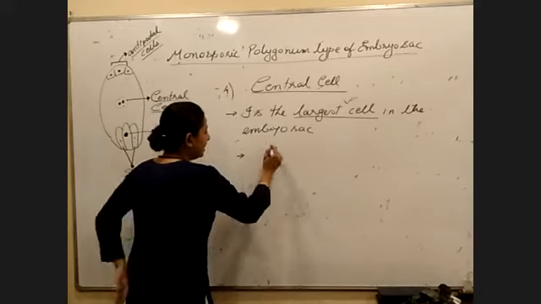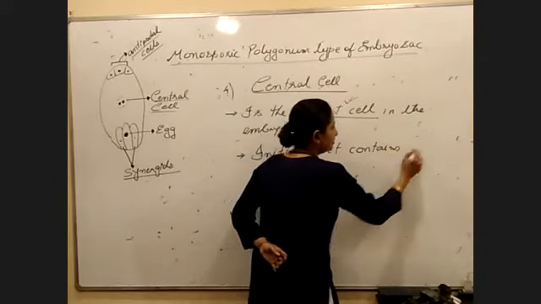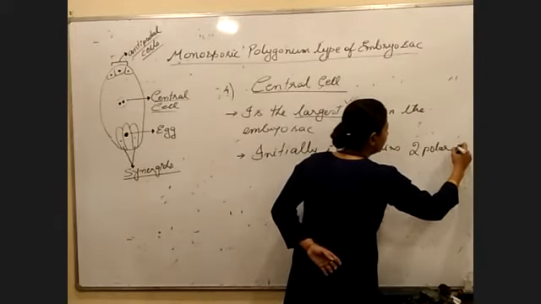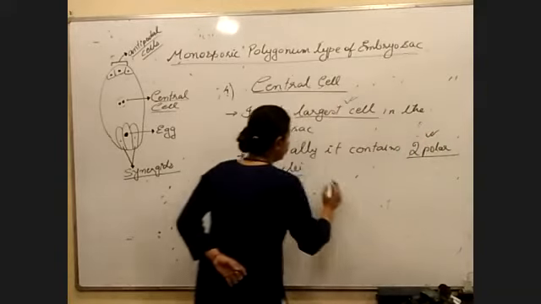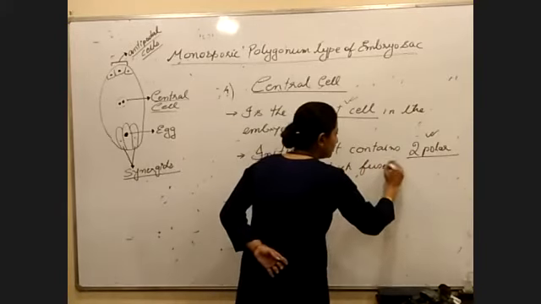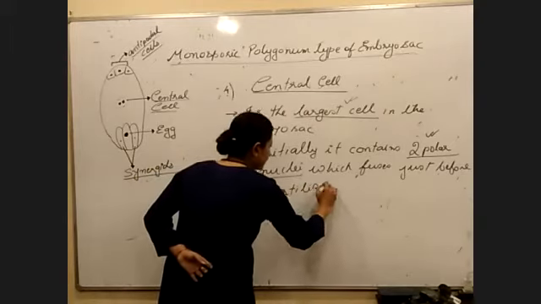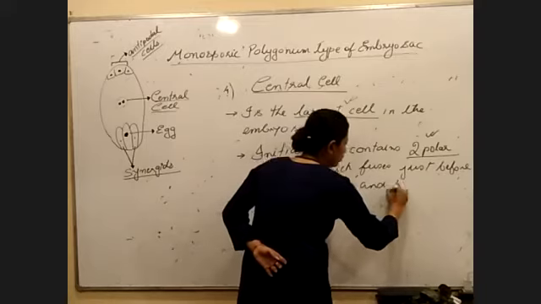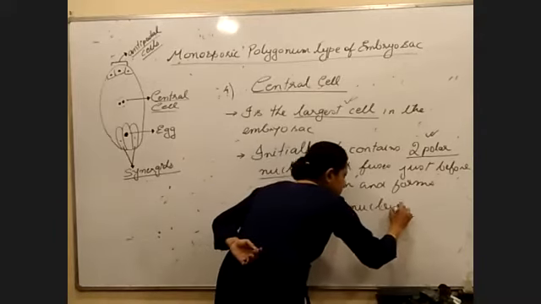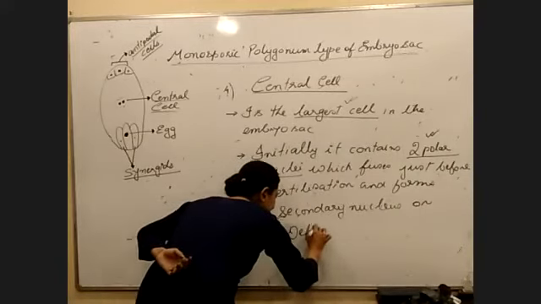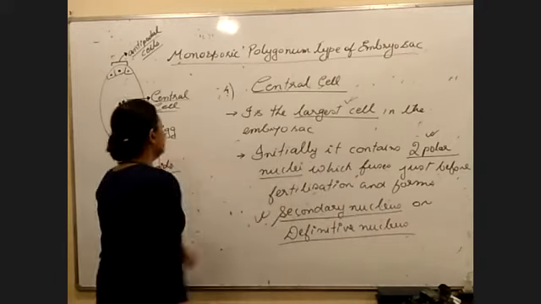Right. Next. Initially, it contains two polar nuclei which fuse just before fertilization and form the secondary nucleus or definitive nucleus. Right? So we are talking about the central cell.